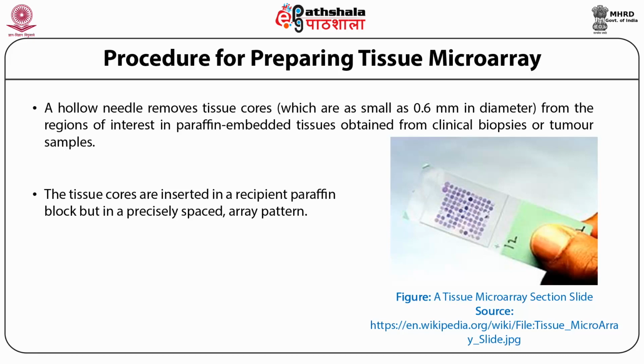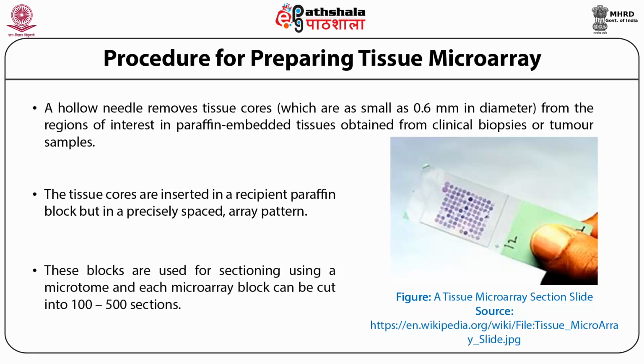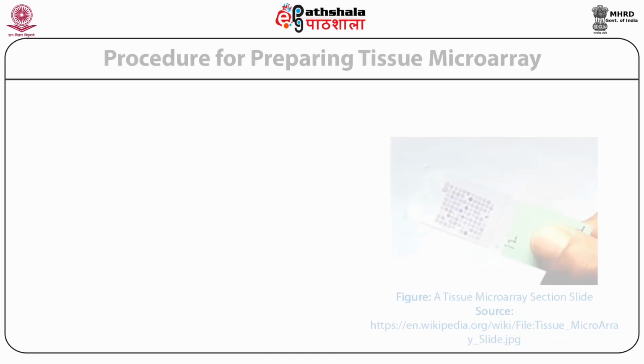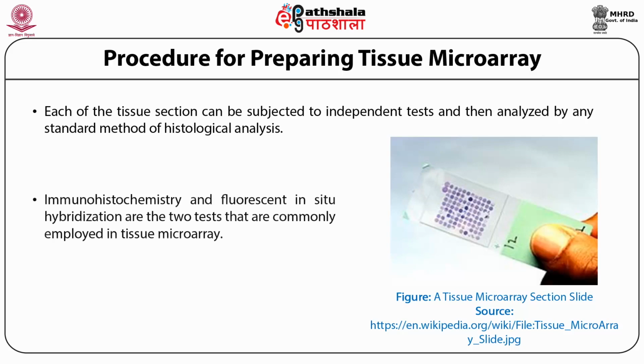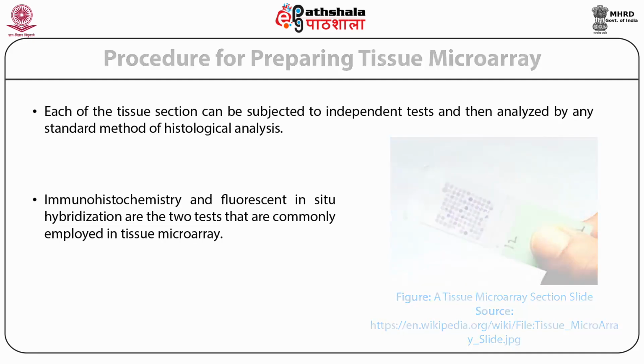These blocks are used for sectioning using a microtome, and each microarray block can be cut into 100 to 500 sections. Each of the tissue sections can be subjected to independent tests and then analyzed by a standard method of histological analysis. Immunohistochemistry and fluorescent in situ hybridization are the two tests that are commonly employed in tissue microarray.